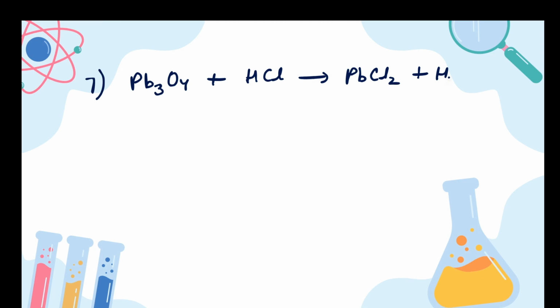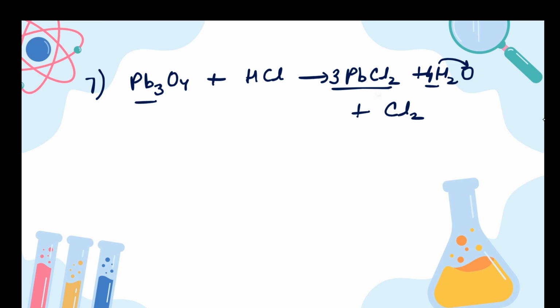Okay. Let's see the seventh reaction. We have Pb3O4 reacting with HCl forming lead chloride, water and chlorine. So let's see, lead is 3. So we will place 3 in front of lead chloride to balance our lead. Oxygen is 4. So here also in front of water we place 4 to balance our oxygen.